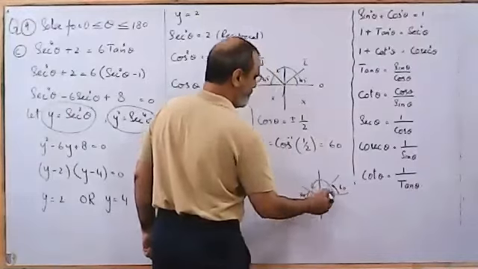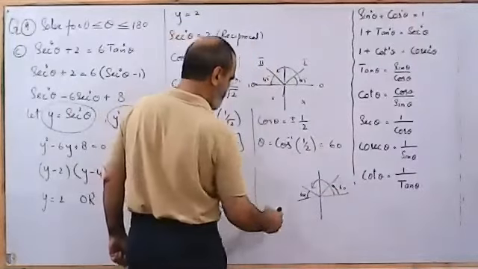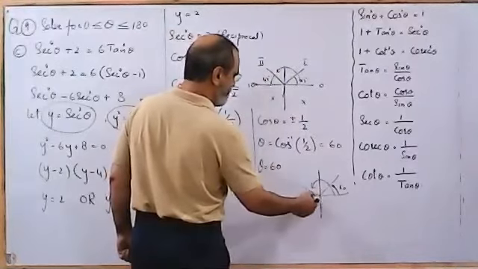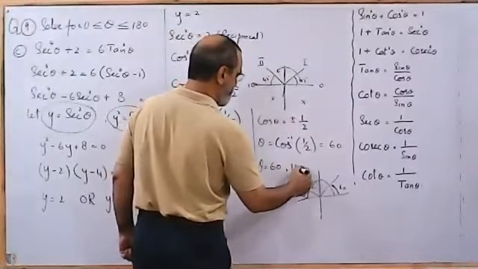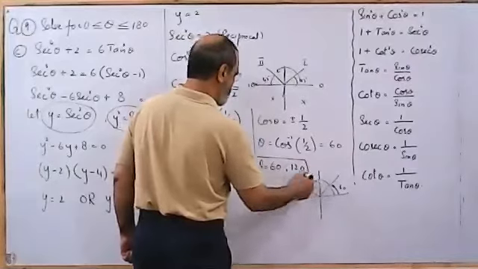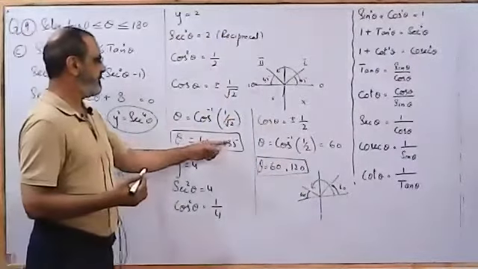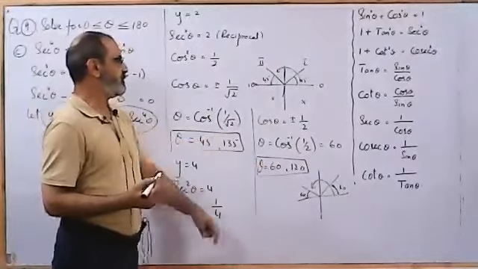That will be 180 minus 60. So theta is equal to 60 and 180 minus 60, that is 120. So we got 4 answers for theta: 45, 135, 60 and 120.